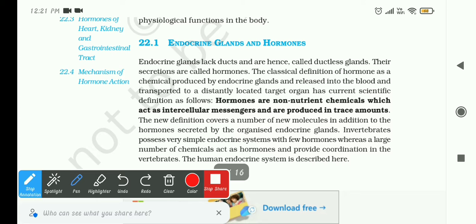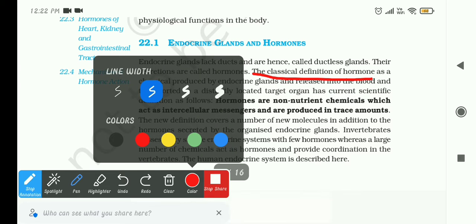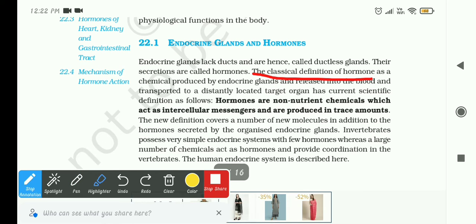Endocrine glands are those glands which lack ducts, meaning they are ductless glands, and their secretion we call hormone. So we have a classical definition of hormone: hormones are the non-nutrient chemicals which act as intercellular messengers and are produced in trace amounts.